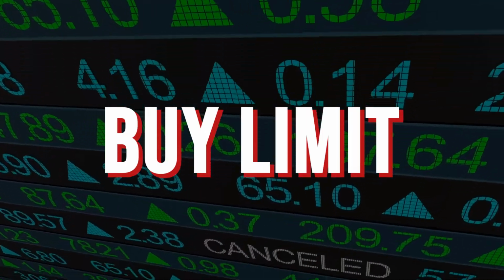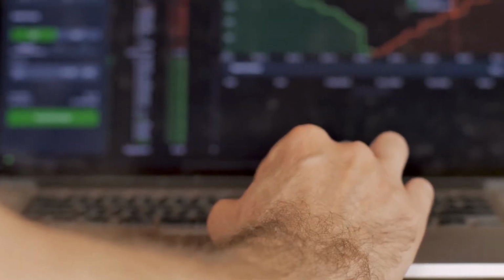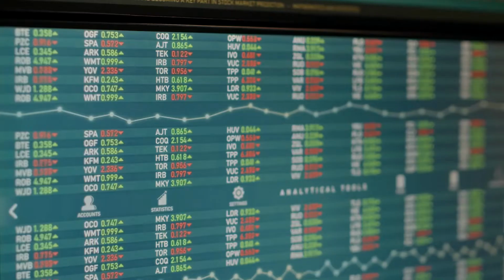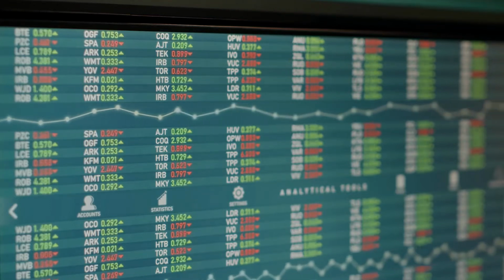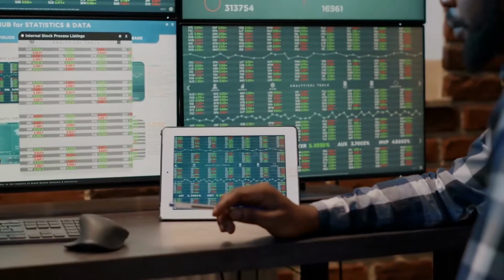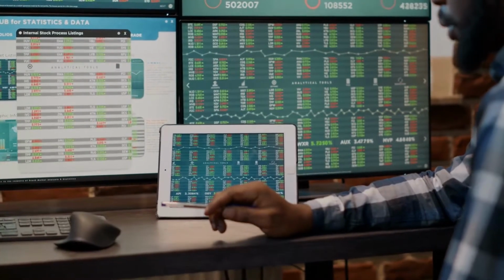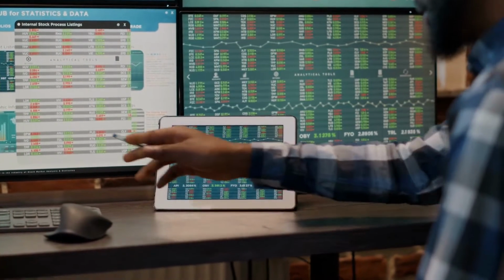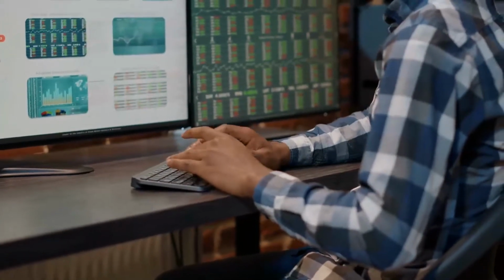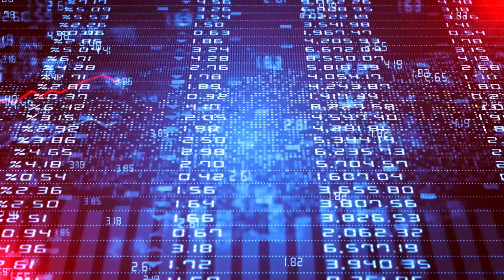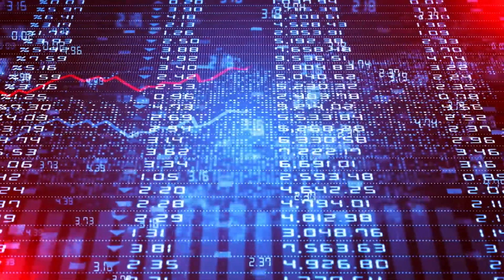Buy limit. An order to purchase a security at or below a specified price. Limit orders must be placed on the correct side of the market to ensure they will accomplish the task of improving the price. For a buy limit order, this means placing the order at or below the current market bid. Sell limit. An order to sell a security at or above a specific price. To ensure an improved price, the order must be placed at or above the current market ask.